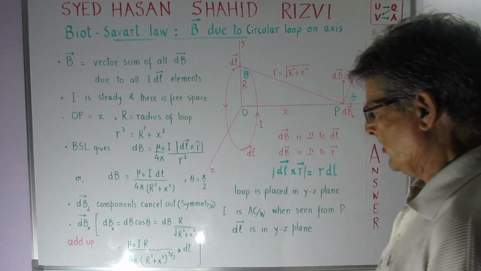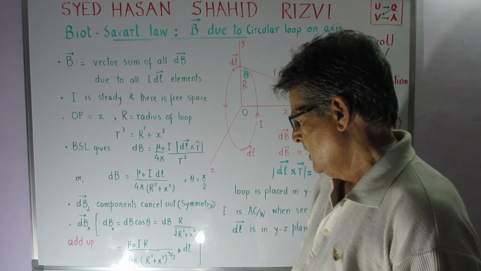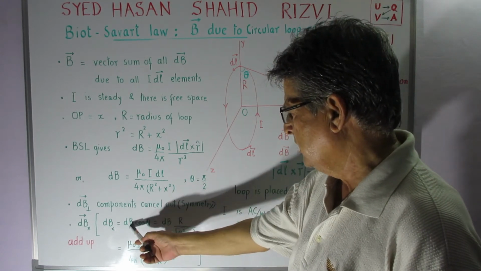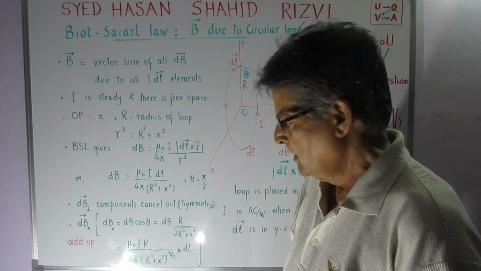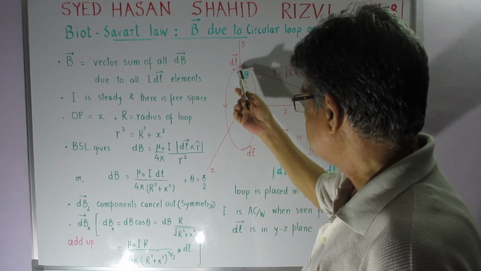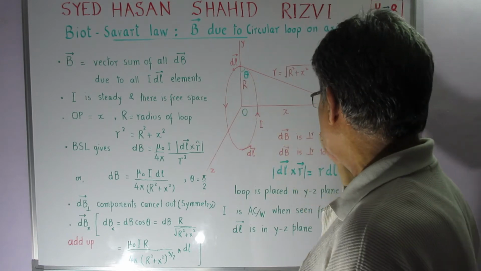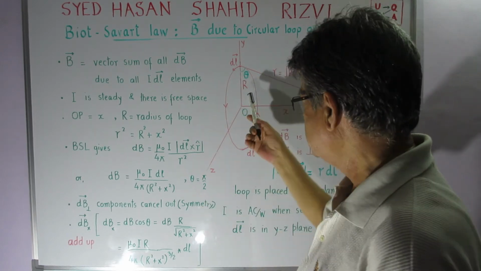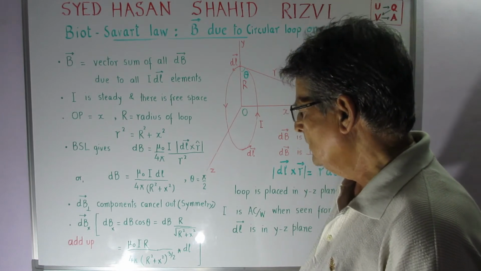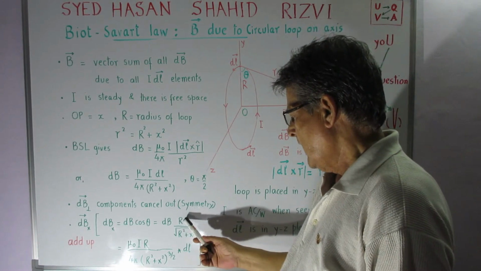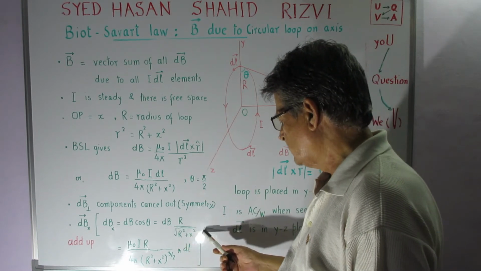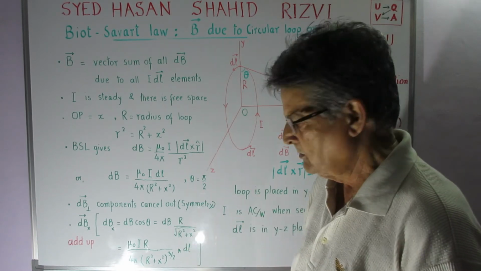It's very simple. So I write dBx, the magnitude, is equal to dB into cos theta, and for cos theta you can see this is R and this is the hypotenuse. This is the base and this is the hypotenuse. So I can write it as equal to R upon small r, which is equal to R upon the square root of R square plus x square.